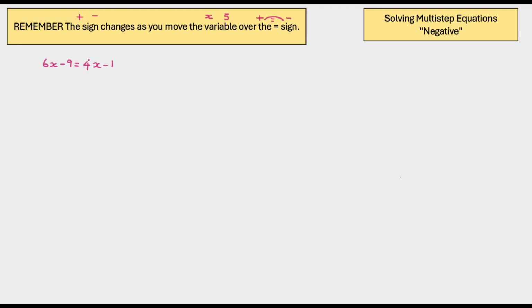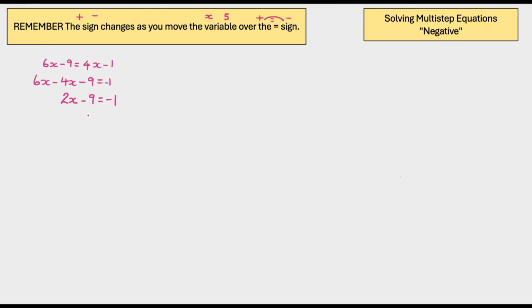So we're going to take this 4x over the equal sign. So now I've got 6x minus 4x, because that's a plus, there's nothing in front of it, subtract 9 equals subtract 1. So let's sort these out first, because the objective is to get x on its own. So 6x minus 4x is 2x, and minus 9 equals minus 1.